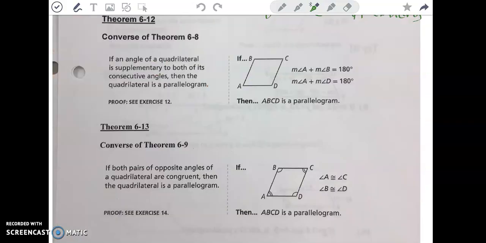Which leads us to the next converse theorems. If an angle in a quadrilateral is supplementary to both of its consecutive angles, then it is a parallelogram. The next one is, if you have opposite angles of a quadrilateral that are congruent, then it is a parallelogram. Instead of what we said before, that if it is a parallelogram, it has opposite angles congruent, this is saying if you have opposite angles congruent, then you have a parallelogram.